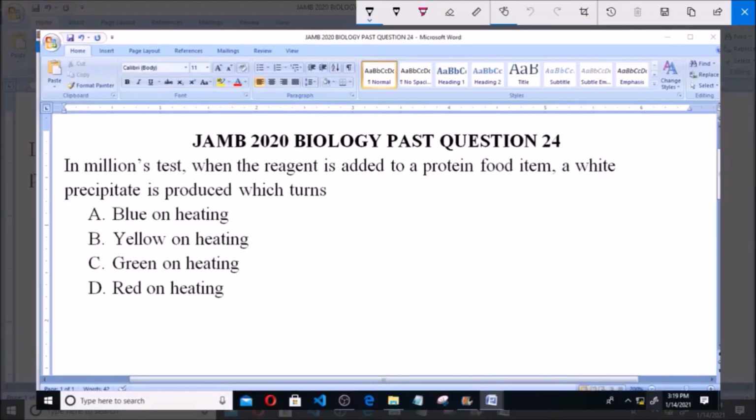I'll be answering JAMB 2020 Biology Past Question 24. In Millon's test, when the reagent is added to a protein food item, a white precipitate is produced which turns A. blue on heating, B. yellow on heating, C. green on heating, and D. red on heating.